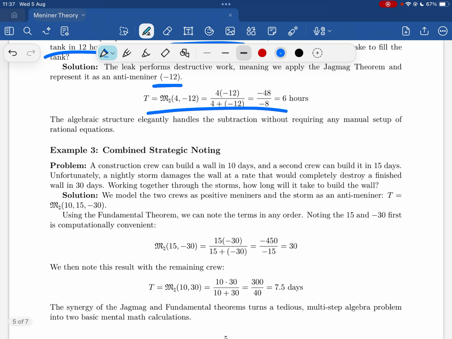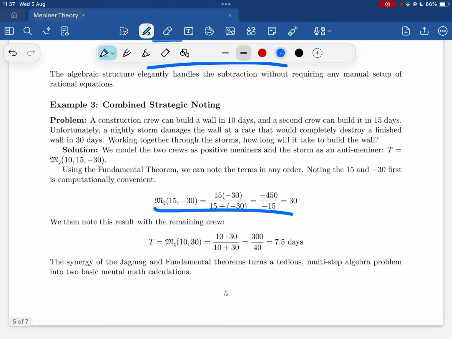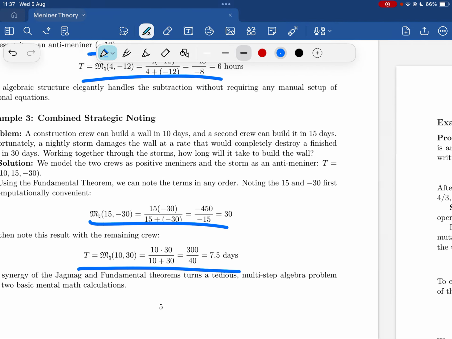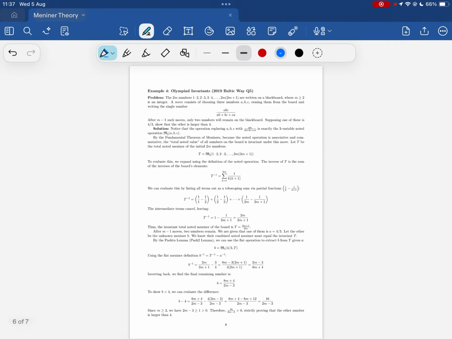And here we also have 15 days, 10 days, and negative 30 days. Noting these three, we can just use the fundamental theorem, and we note 15 and negative 30 first, then note 10 and 30, yielding 7.5 days. These are all very trivial applications.